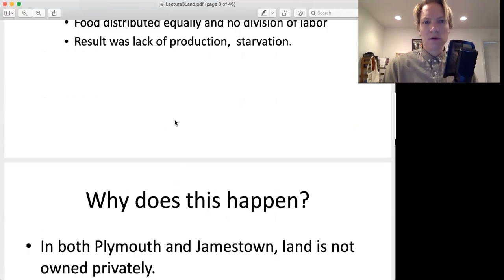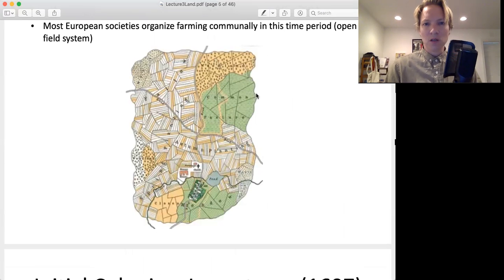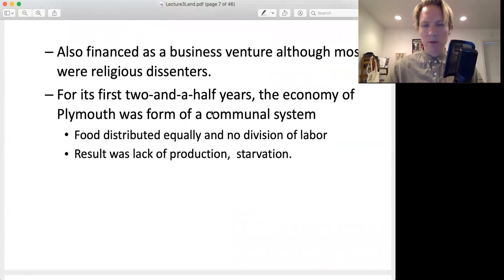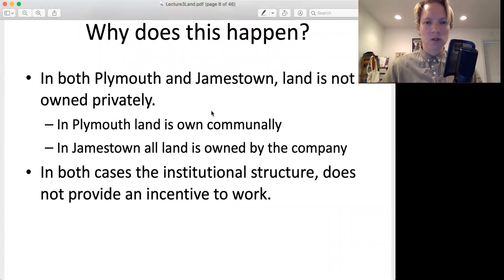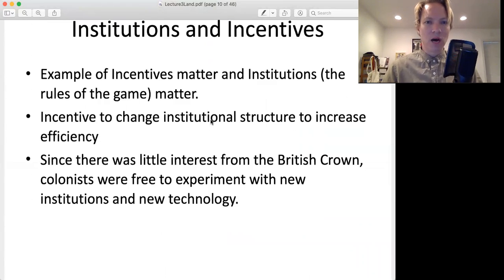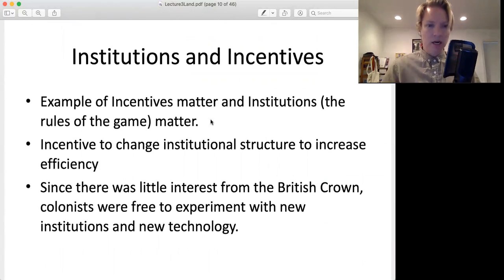And so if we go back here, this open field system has much lower outputs than a private property system. And we'll see that there's actually a recent paper looking at that switch to private property in England, which really is the institutional innovation that leads to higher yields. Okay. All right.